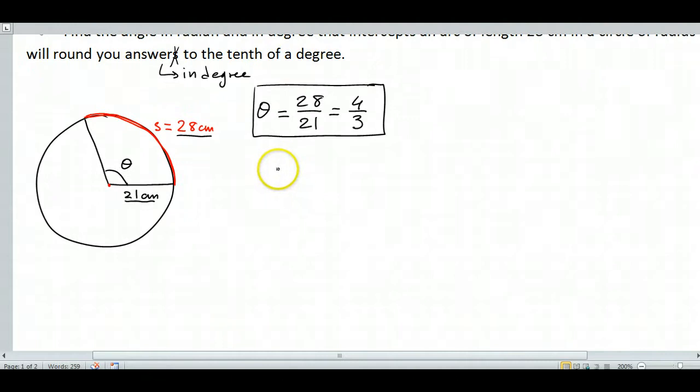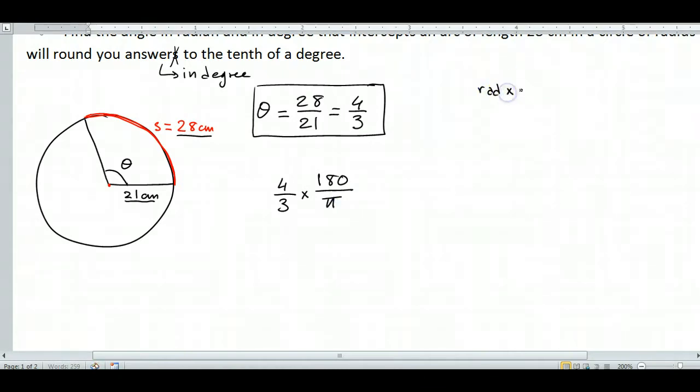All right, now we also have to find it in degree. So in degree, what do we do? So in degree, we write 4/3, that's a measure in radian, and we go from radian to degree. So you have to multiply by either pi over 180 or 180 over pi. You go to degree, so it's 180 over pi, okay? Again, how do you remember that? When you're given an angle in radian, what are you multiplying by to find degree, okay?